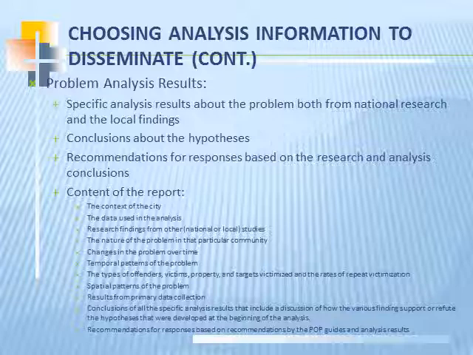As a general rule, a report on the findings of a problem analysis includes information on the following topics: the context of the city and jurisdiction, the data used, other research findings about the problem, the nature of the local problem, changes in the problem over time, temporal and spatial patterns, the types of offenders, victims, targets victimized, and the rates of repeat victimization, results from primary data collection, conclusions of all the specific analysis results, and recommendations for responses.